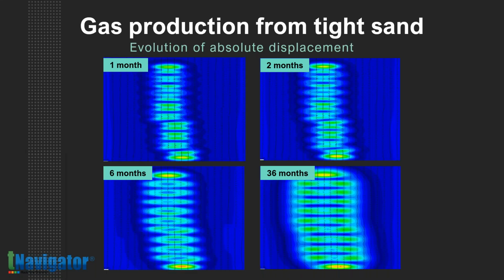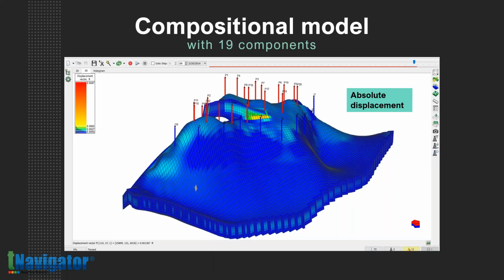We can also see the evolution of absolute displacement in those cases, and as well, it's a very important magnitude change in most of the cases. One very interesting model that we have is this compositional model with 19 components.